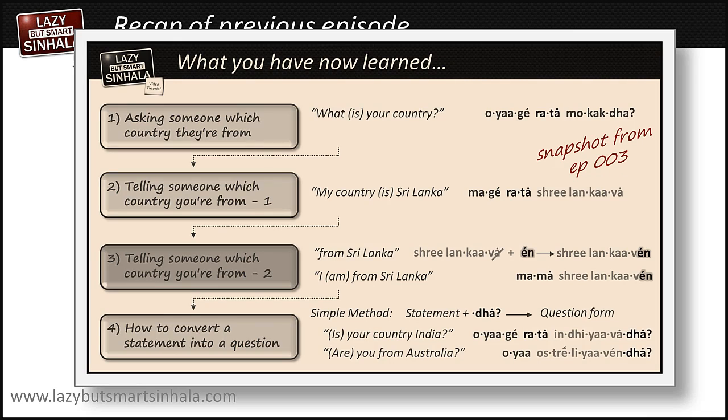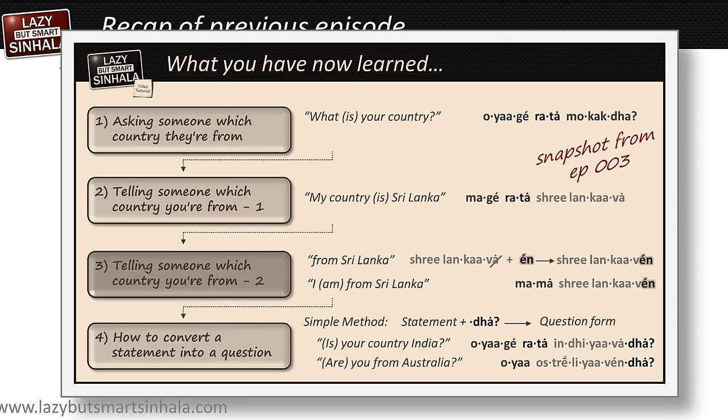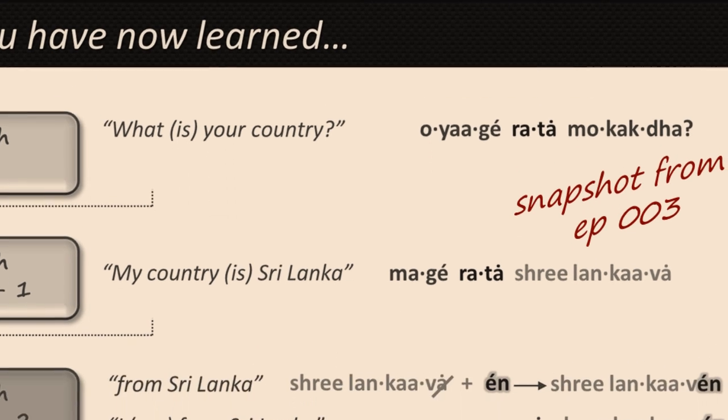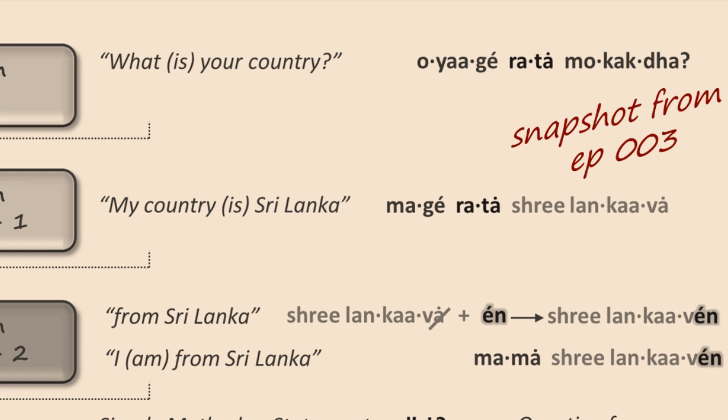As usual, let's quickly summarize what we saw in episode 3. We learned how to find out someone's country by asking, what is your country? Which in Sinhala is, Oyage rata mokakda. We then saw 2 ways to tell your country to someone, and using the example of Sri Lanka, the first method was to say, my country is Sri Lanka, which was, Mage rata Sri Lankava.